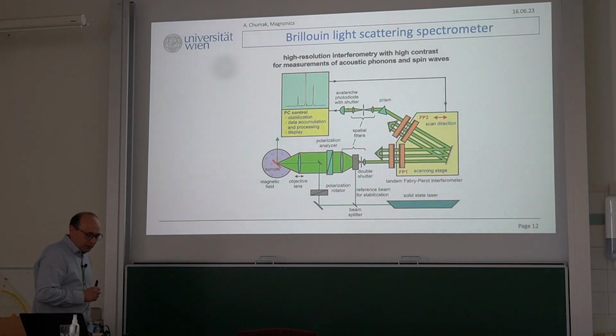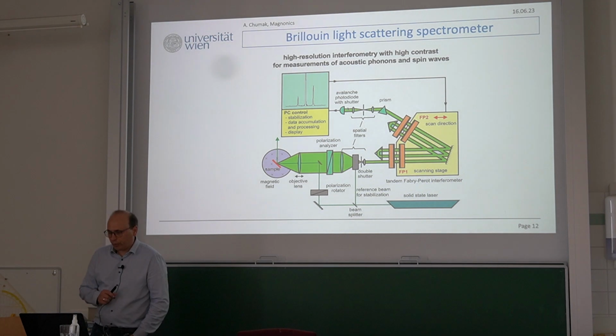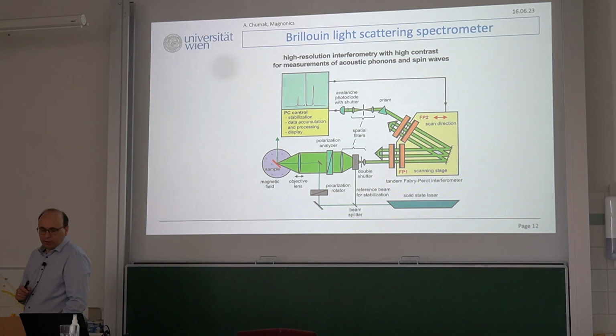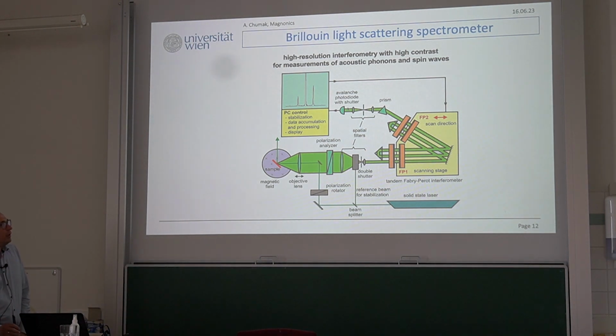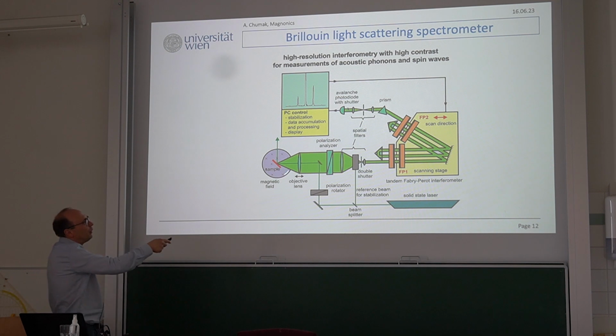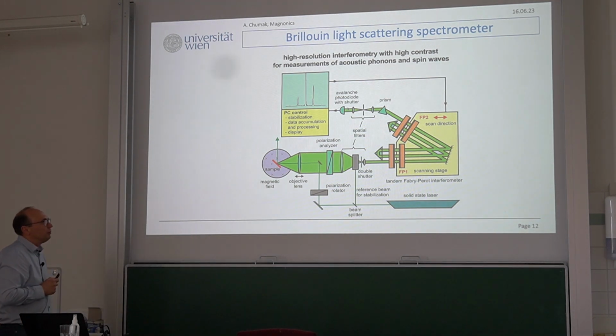Good. Let us switch now to the technique. So how a Brillouin light scattering setup works. Here is a sketch. You see here a sample. The picture is taken from Burkard Hillebrands' presentations. So you have the sample here, and you have the magnetic field as crosses. For example, in this case, it's pointing perpendicular to the plane.